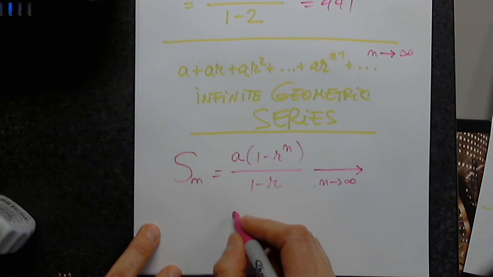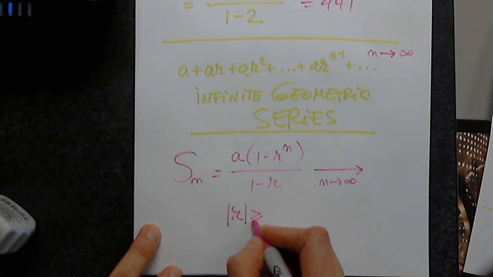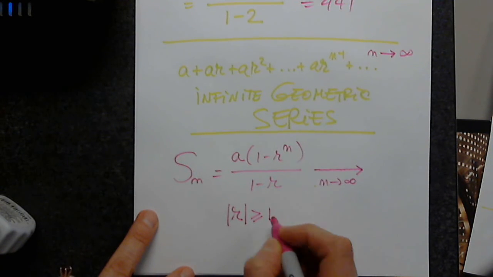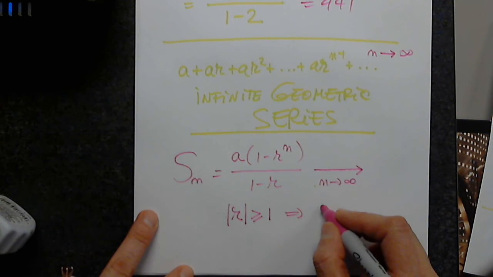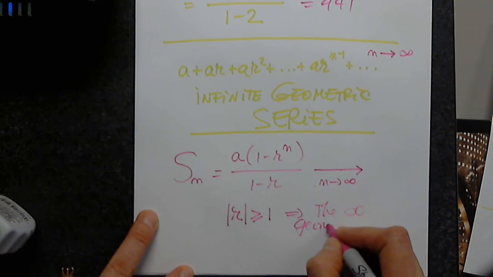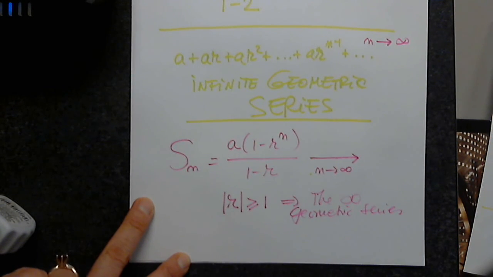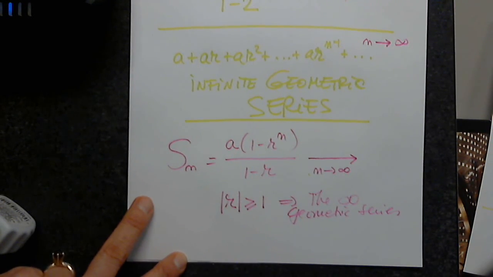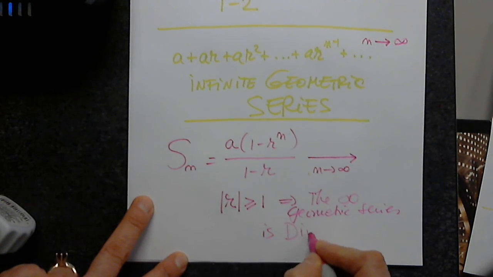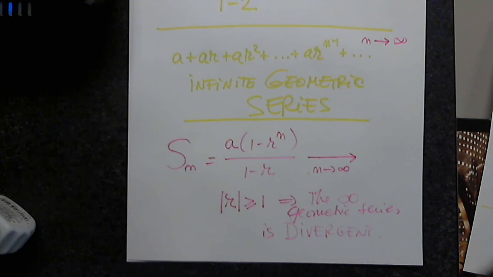So if r in absolute value is greater than or equal to 1, we say that the infinite geometric series, I cannot determine its sum. Instead, we say it is divergent. Cannot determine the sum, therefore it's divergent.